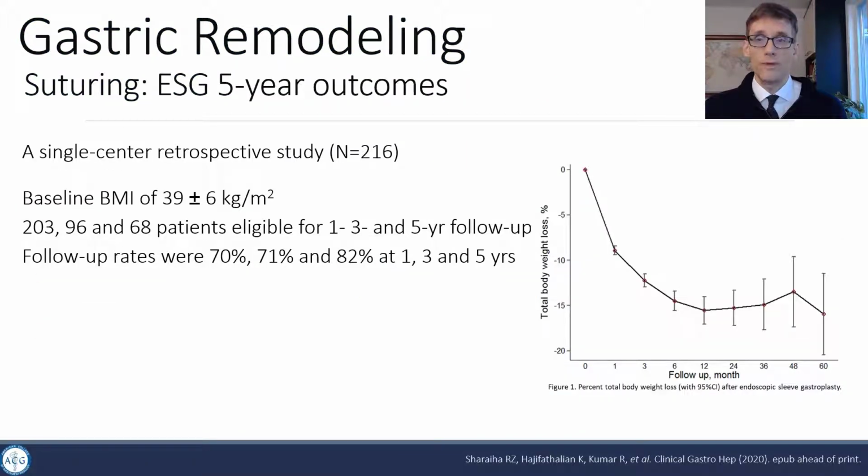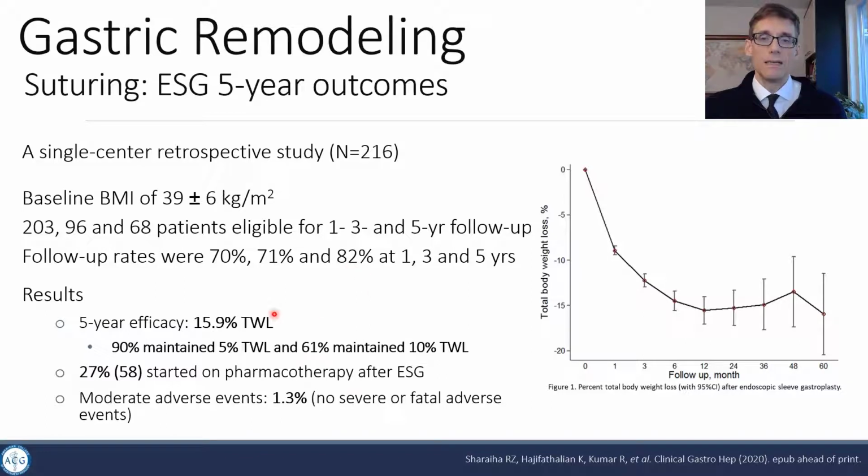She followed this up with a 5-year retrospective single-center study looking at 216 patients. And you can see here that 68 were eligible for 5-year follow-up, and there was an 82% follow-up rate there. And they achieved a 15.9% total weight loss, with 90% maintaining 5% total weight loss and 61% maintaining 10% total weight loss, and 27% being started on pharmacotherapy at some point after ESG. So very nice results, again, with a 1.3% adverse event rate.